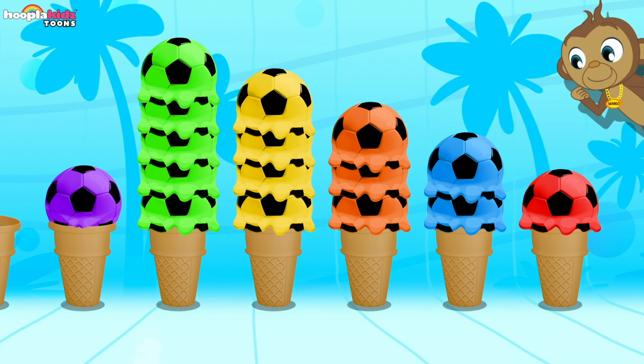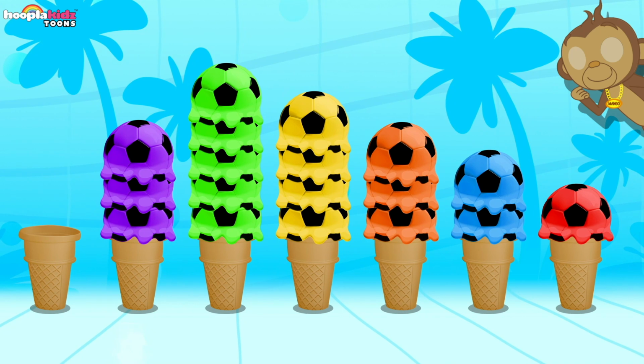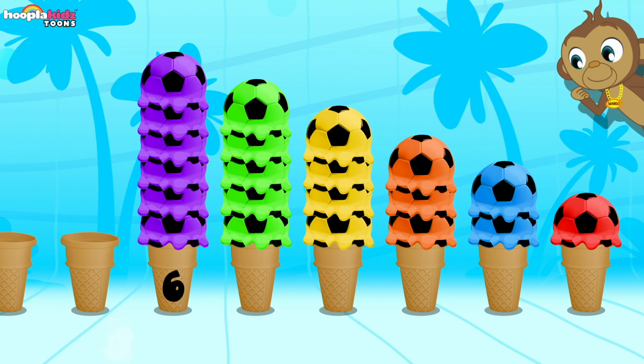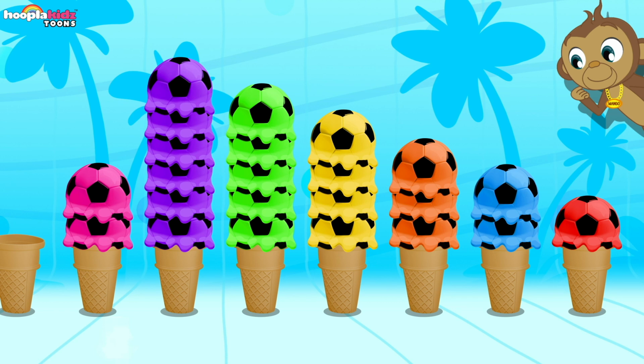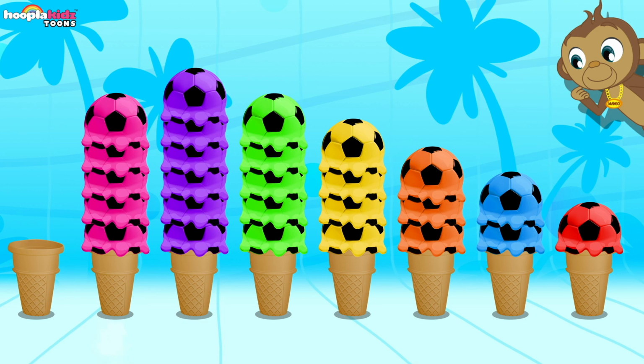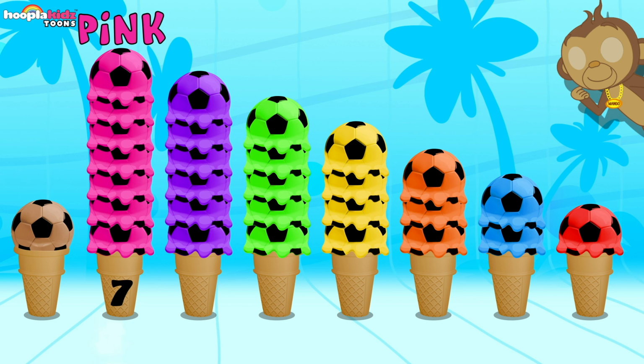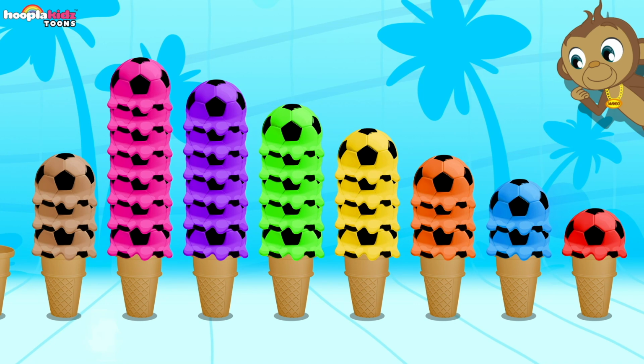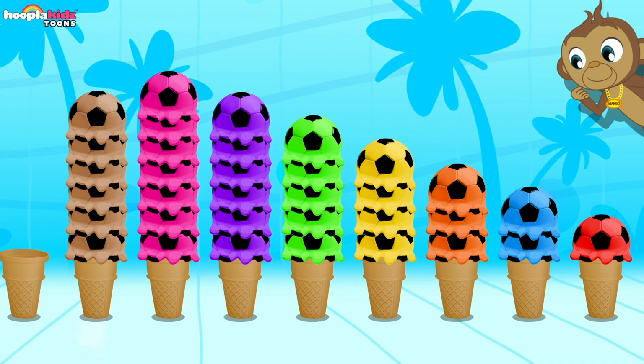What's next? My favourite colour. Looks delicious. How many will this one have? 6 purple ice creams. Ooh, I do love this colour. It could be strawberry or raspberry flavour. What do you think? 7 pink ice creams. Oh, my absolute all-time favourite. Yummy, yummy chocolate flavour. How many will it have? It's a huge ice cream, don't you think? Because there are 8 brown ice creams.